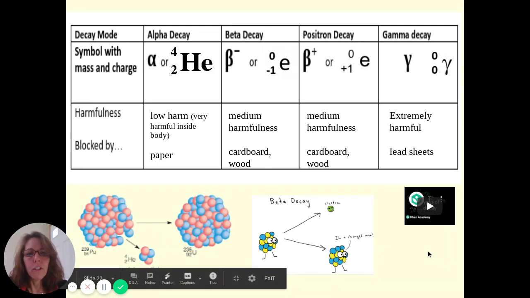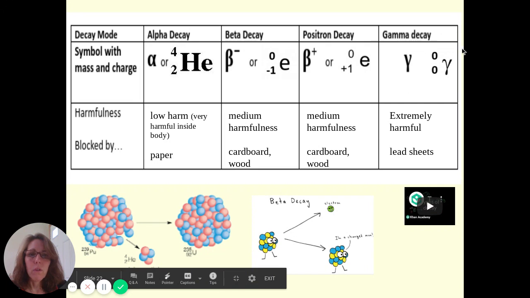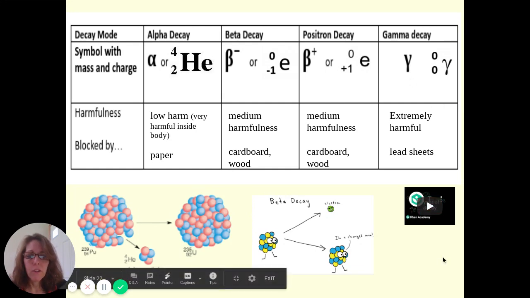Your gamma radiation is just an extremely harmful amount of energy. It can only be blocked by lead sheets. Think of it kind of along the lines of X-rays. This is almost always given off with the reactions. We don't have to worry about writing them in an equation because the mass doesn't change and the charge does not change either. At the bottom here, you're going to find little videos once in a while that you can check if you go back to the slides and watch on your own time.